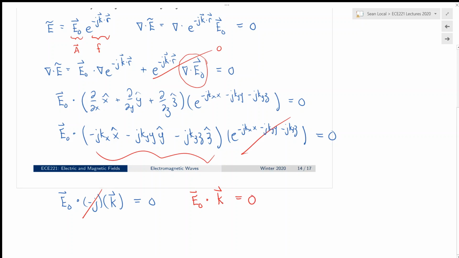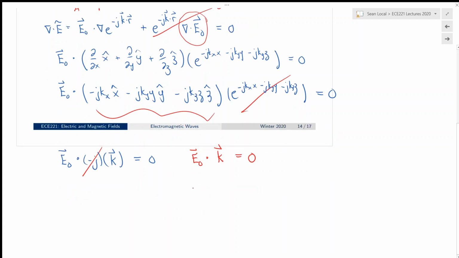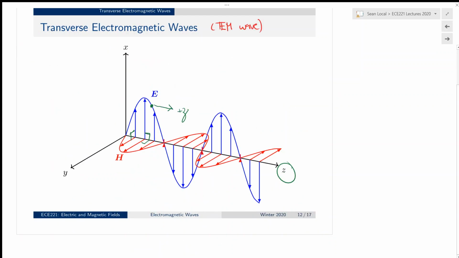This makes perfect sense because we said that plane wave solutions are transverse electromagnetic waves whereby the electric field is polarized in a direction perpendicular to the direction of propagation. Well, anytime I have two vectors whose dot product is 0, that means that they are perpendicular with each other, right? So E naught must therefore be perpendicular to k. And this matches our diagram here, which was obviously a specific case, but we see that now we have proven that the electric field is perpendicular to the direction of propagation, which is the z direction here.